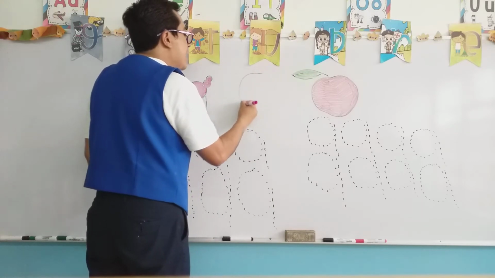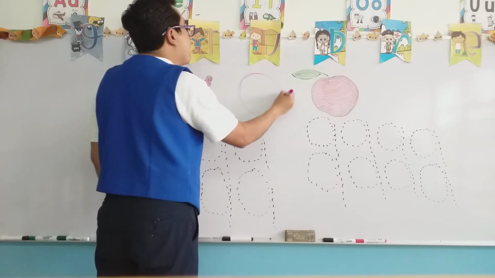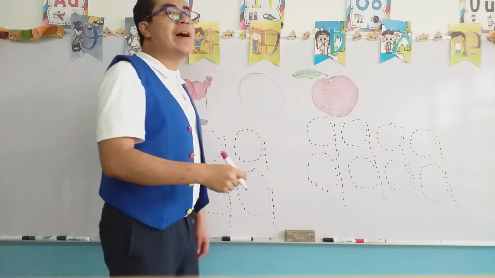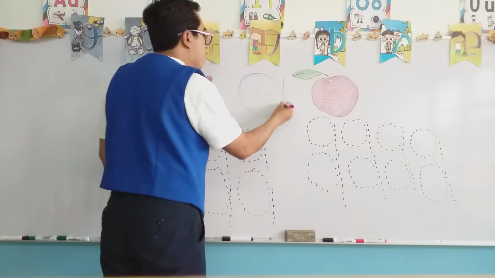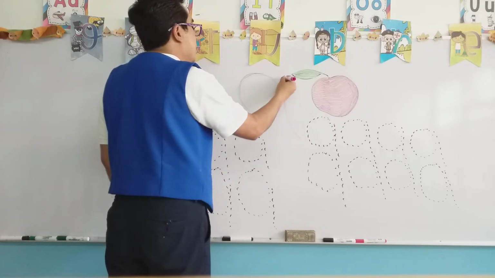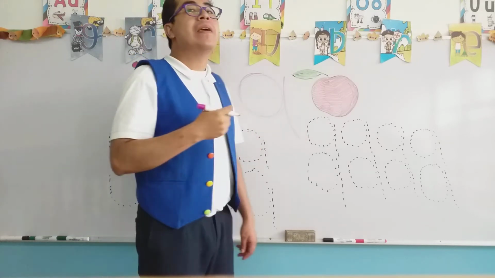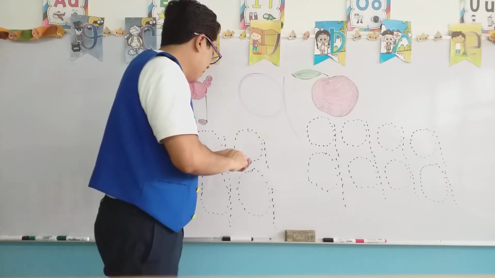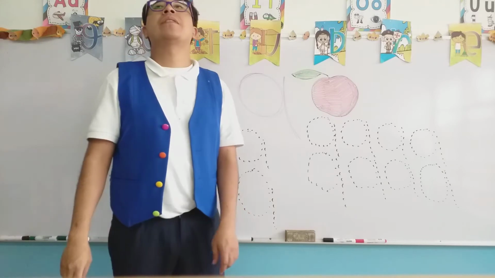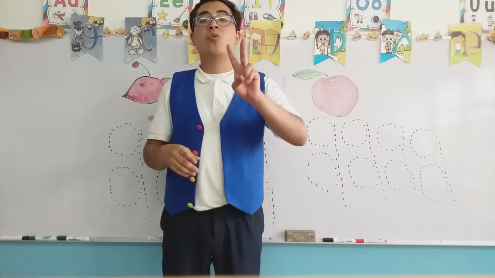Small a is a circle, es un círculo, with a line next to, con una línea al lado. And that's it. We have small a. Okay? That's small a. And as I mentioned, small a is for two objects.